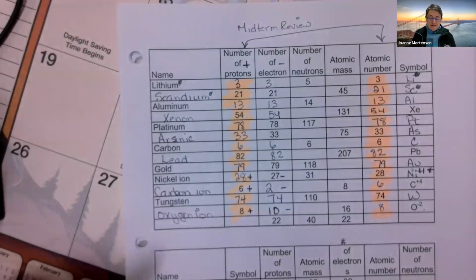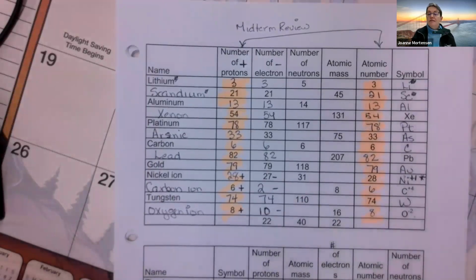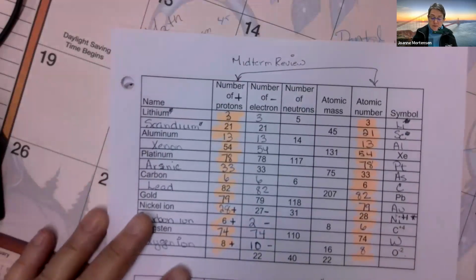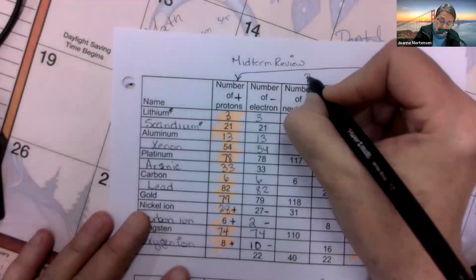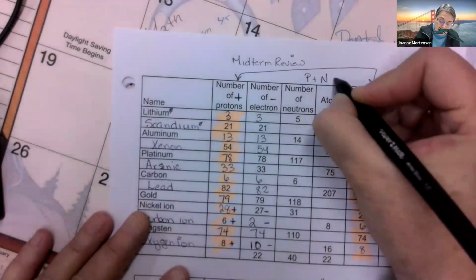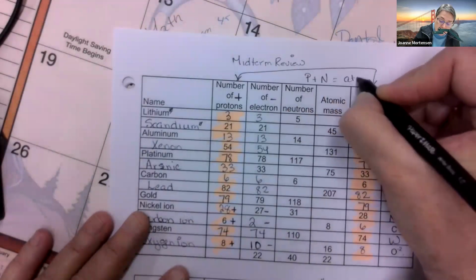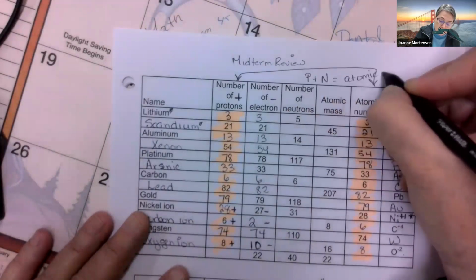The last part, the atomic mass and the neutrons, are where we have to do a little bit of thinking. Because sometimes you add, sometimes you subtract. You just got to keep straight. So what you need to know is the number of protons plus neutrons is equal to the atomic mass.